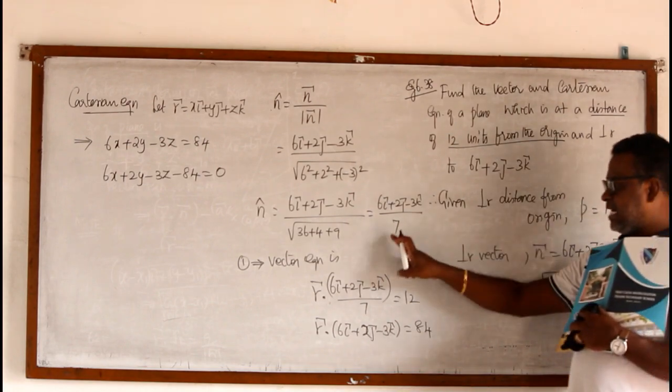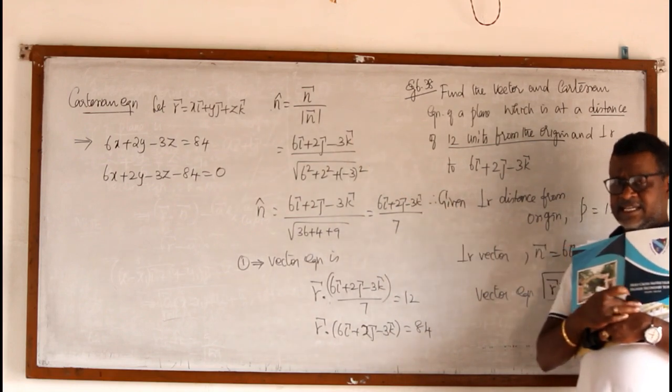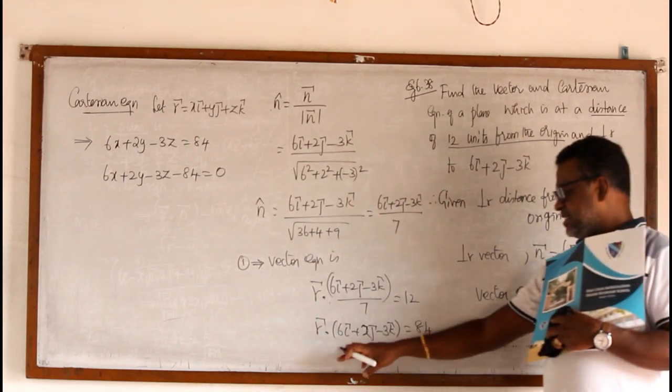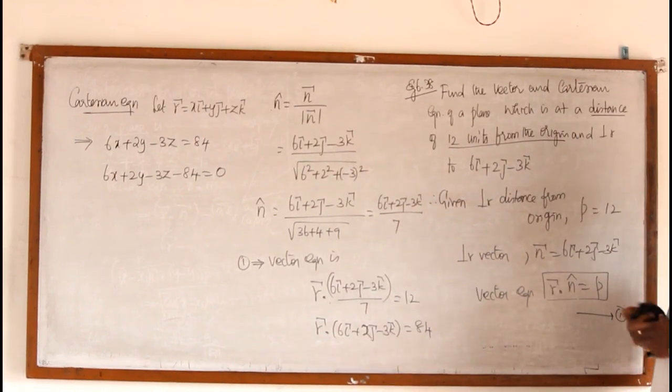So find the n cap, apply it here and then simplify. This is the vector equation. For the Cartesian equation, straightly instead of i, j, k I can put x, y, z, and I will get the Cartesian form. That's all. It's very simple only.